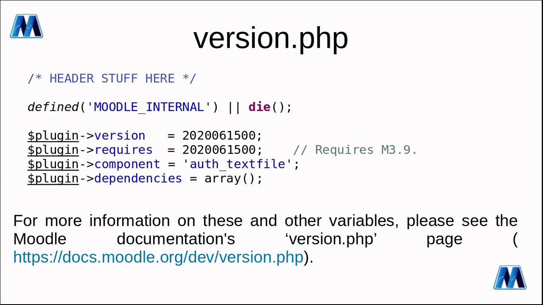You look at that defined MOODLE_INTERNAL or die statement at the top. It's recommended that any file that is not loaded by the browser, can't be called by the browser, should have that at the top after the header stuff. That's simply to ensure that nobody can call the file directly from the browser.